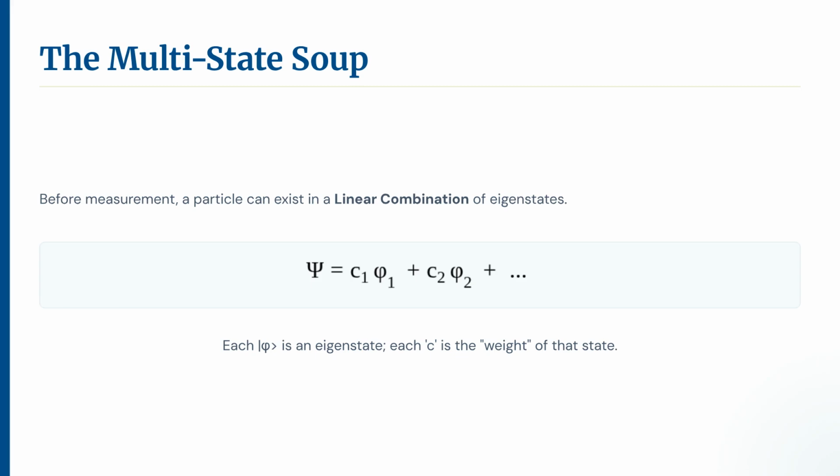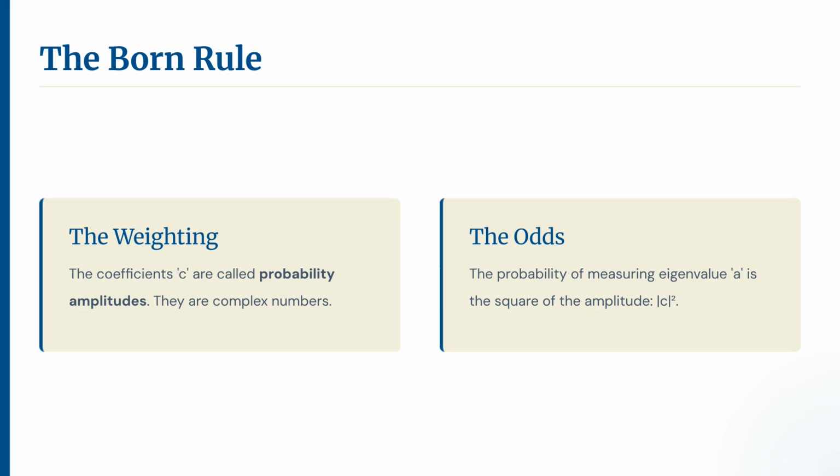Before measurement, a particle exists in a linear combination or a multi-state soup of many eigenstates. Each term in the equation represents an eigenstate weighted by a coefficient c. The Born rule dictates the probability of outcomes. The coefficients c are probability amplitudes, which are complex numbers. The probability of measuring a specific eigenvalue a is the square of its amplitude, or the magnitude of c squared.